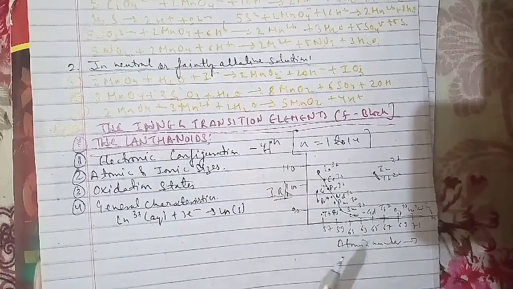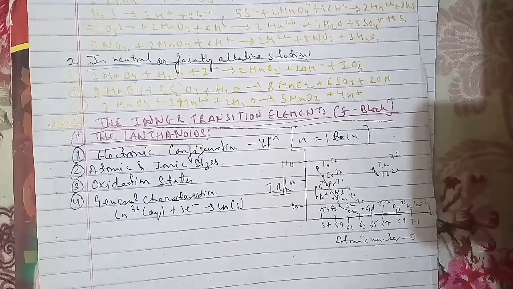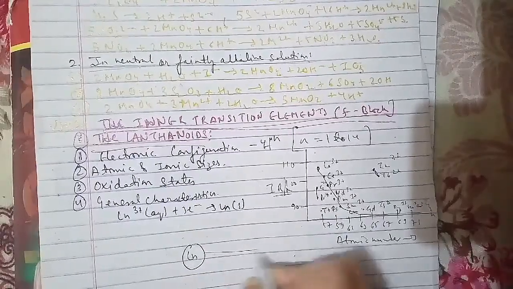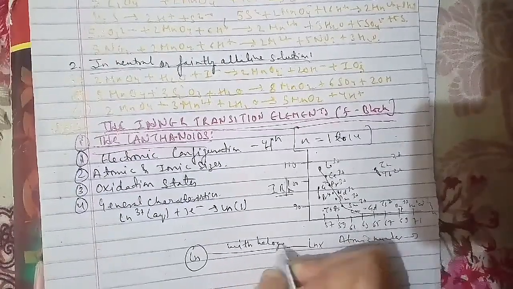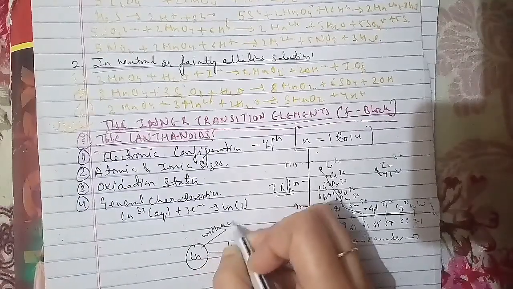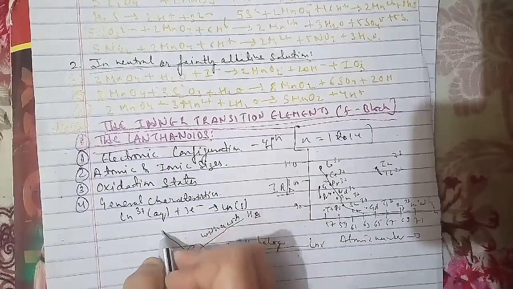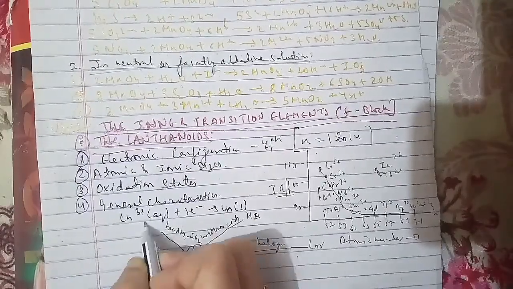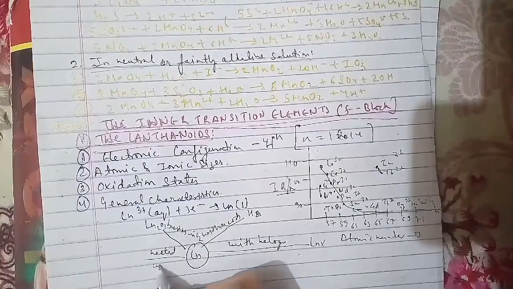It is heated with S, that is Ln2S3. This is heated with N, this is LnN, and this is with C at 2773 Kelvin, that is LnC forming. So here it is with H2O, that is forming Ln(OH)3 plus H2. That is the chemical reaction of the lanthanoids that we have.